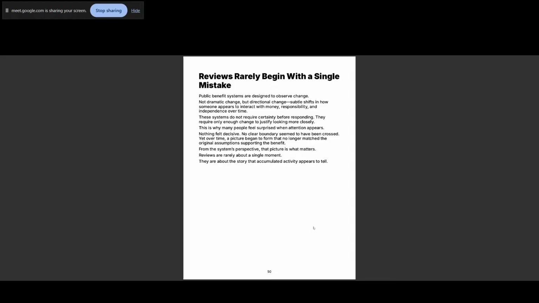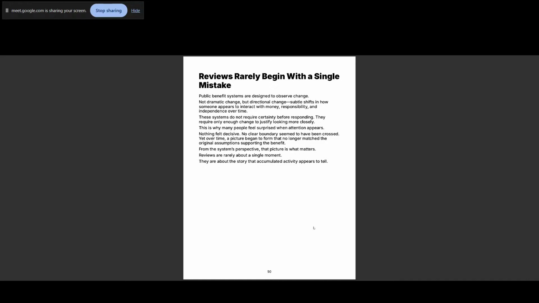Reviews rarely begin with a single mistake. Public benefit systems are designed to observe change. Not dramatic change, but directional change. Subtle shifts in how someone appears to interact with money, responsibility, and independence over time. These systems do not require certainty before responding. They require only enough change to justify looking more closely.